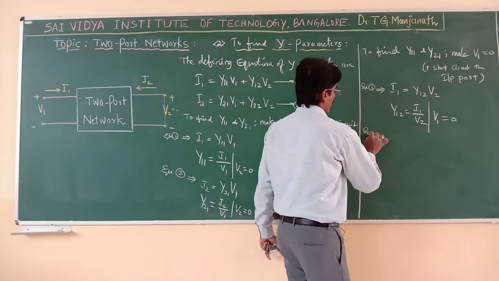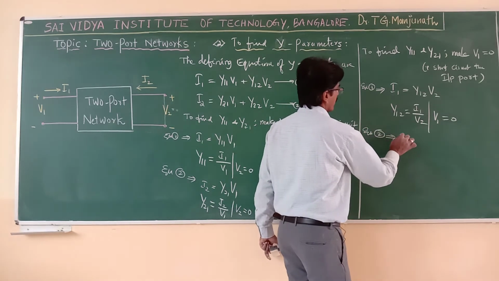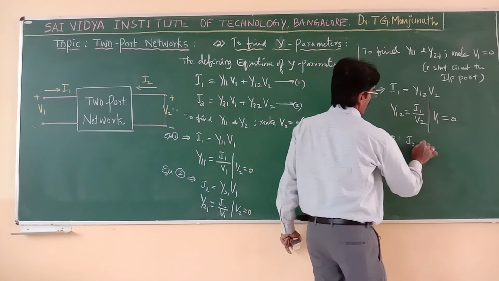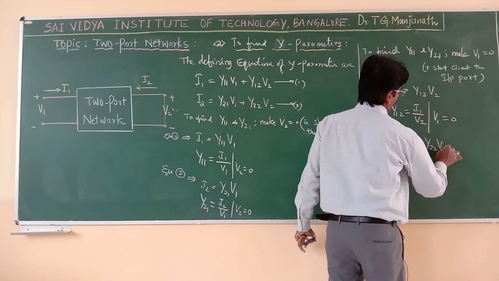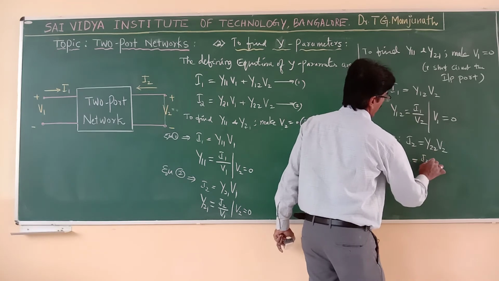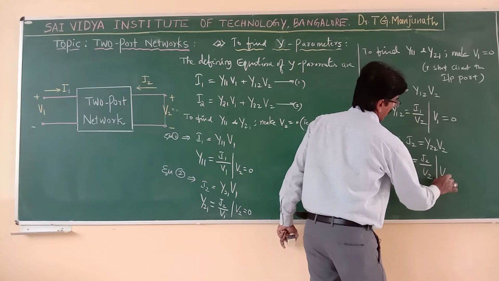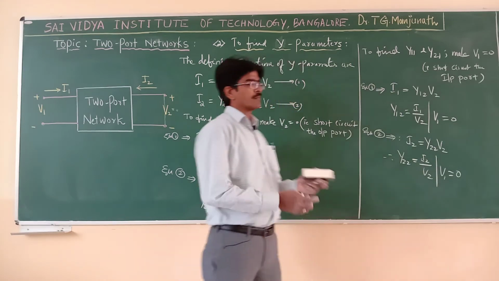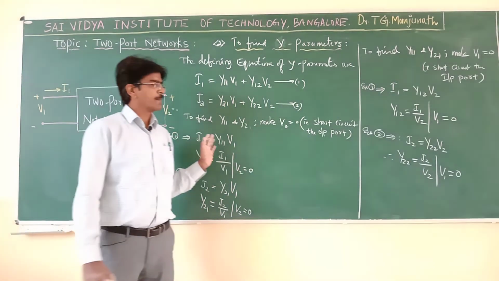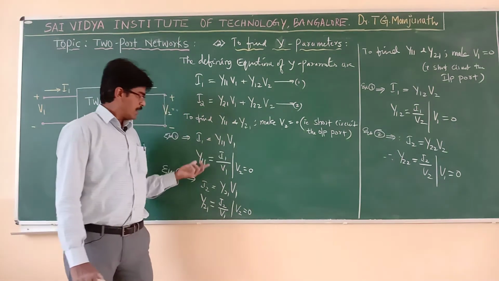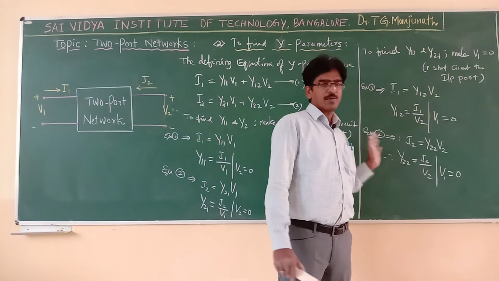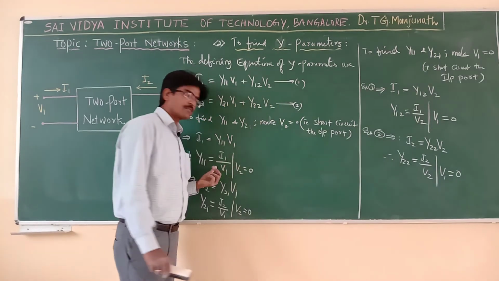Similarly, equation 2 gives I2 is equal to y22 v2. Therefore, y22 is equal to I2 by v2 at v1 equal to 0. That's all, very simple. Now what is the next step? Just we have to define what is y11, what is y21, y12 and y22.